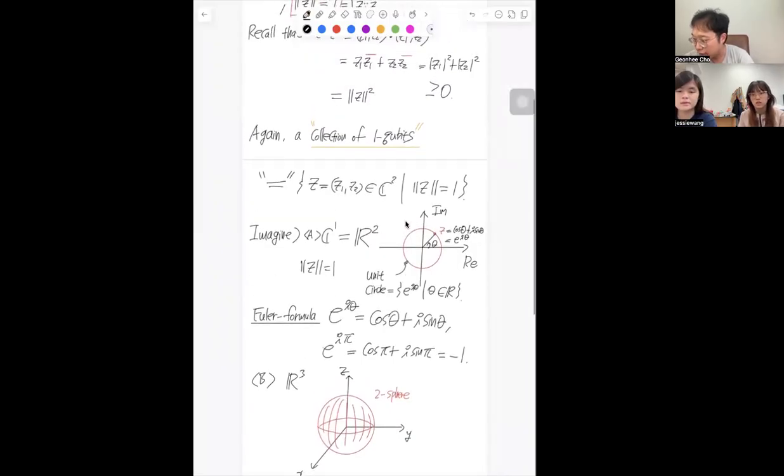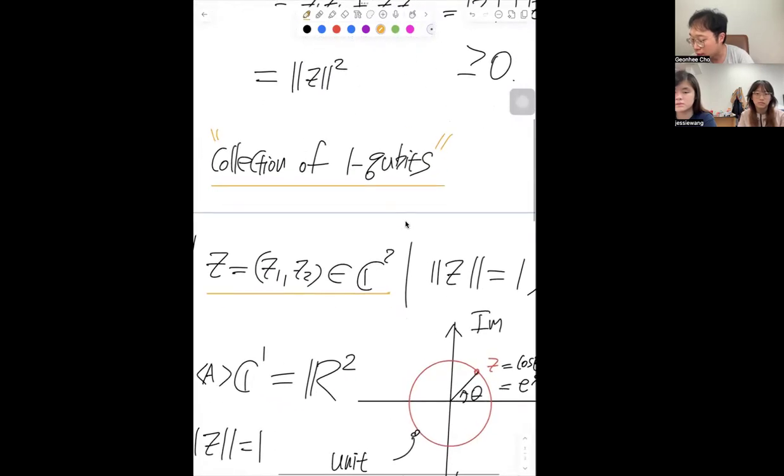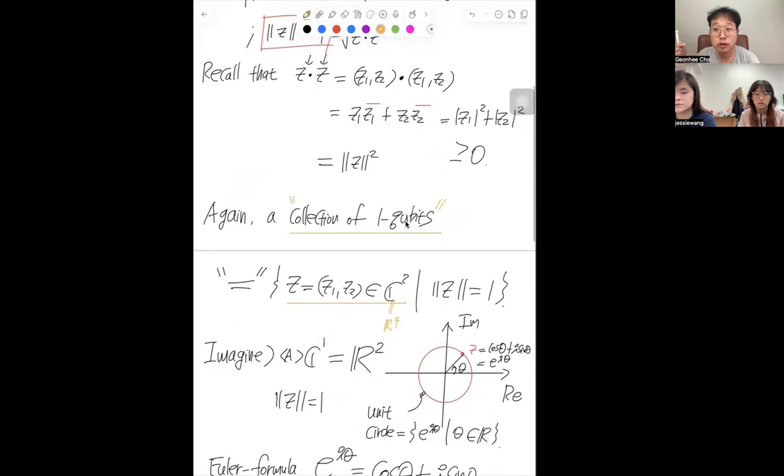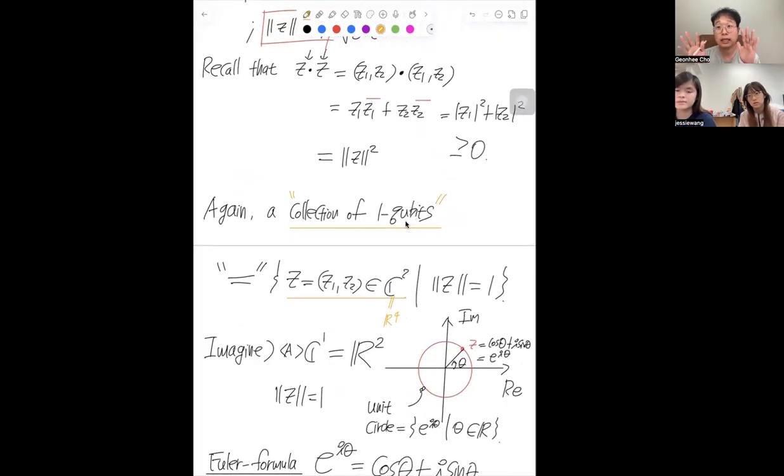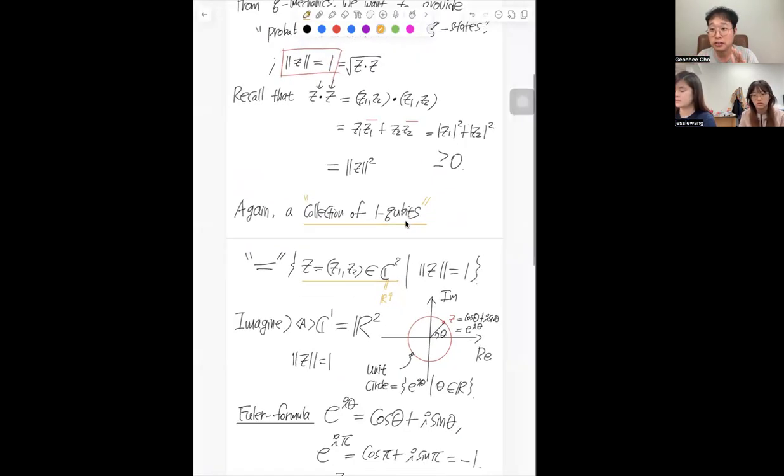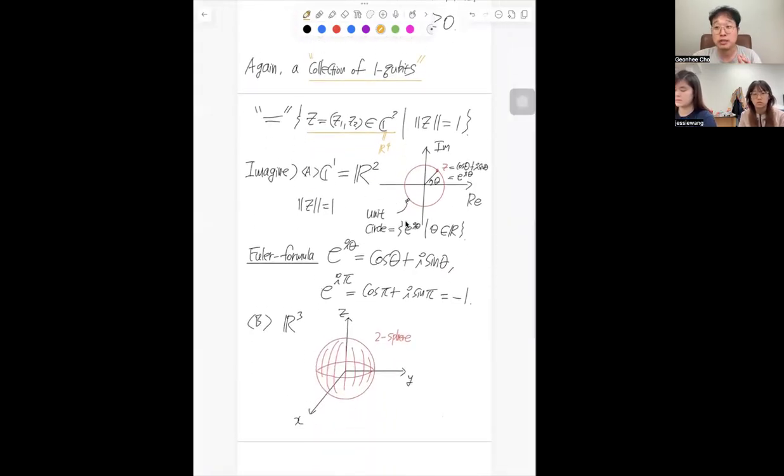Now let's move on to our original case. Let's look at this case again. If I zoom in, this is R4, because C1 corresponds to R2. Is that okay with you? C1 corresponds to R2, so C2 corresponds to four independent tuples. So it is now R4, and the one qubits are the collection of still unit vectors. Now it's hard to really imagine, because this is beyond the way we can concretely visualize.